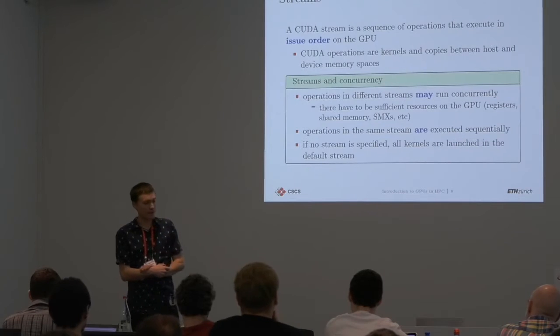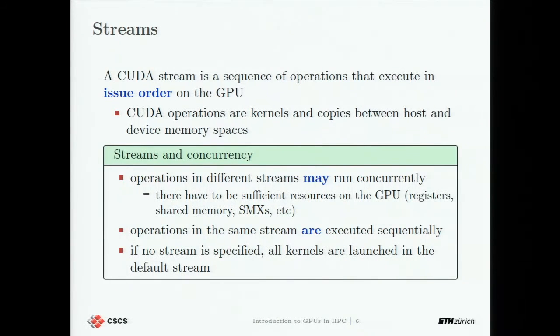So operations in different streams: if I create two different CUDA streams and put some memory copies in one and a compute kernel in another, they may run at the same time. I say may because, let's say I put a kernel in this stream and a kernel in this stream, they're only both going to run at the same time if there's enough resources on the GPU for them both to be present.